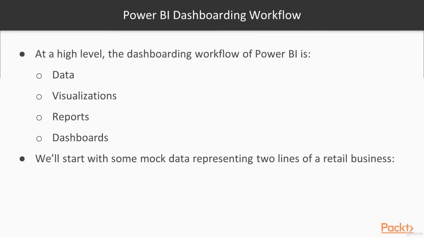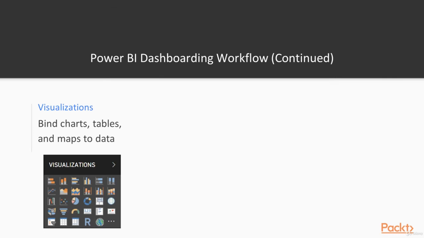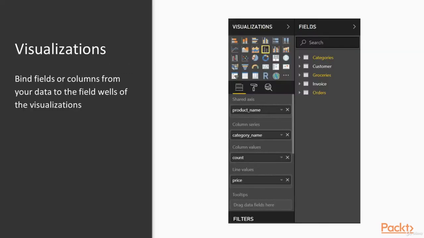For this course, we'll start with some mock data representing two lines of a retail business, groceries and pharmacy, so that we can dive straight into the visual aspects of Power BI. Dashboard design, then, really starts with visualizations, which you choose either from the visualization palette, shown here, or the marketplace, which we'll see in Section 2. You bind fields or columns from your data to the field wells of the visualizations. We'll try that in the next video.